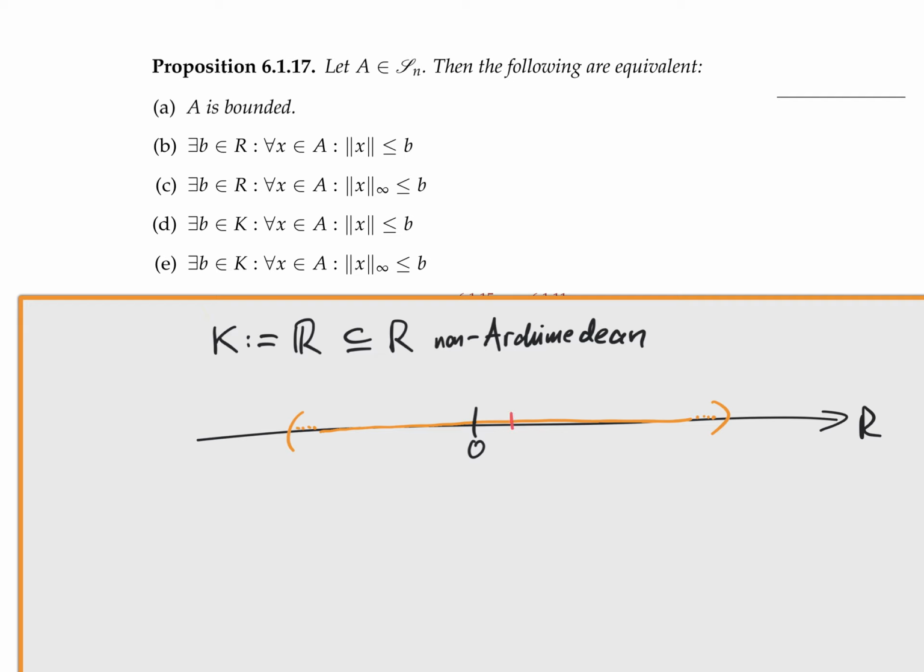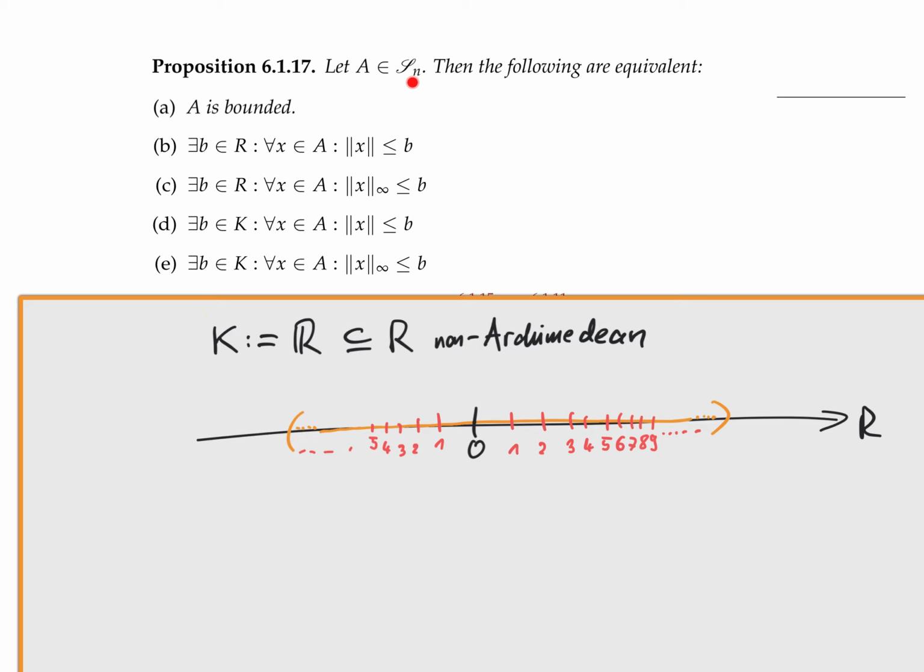Let me draw here the integers, 1, 2, 3, and I have to draw it in some strange scale, otherwise it would never fit. Okay, and what I'm saying here is that there must be a bound even from K, right?